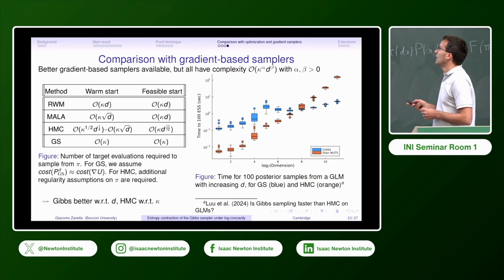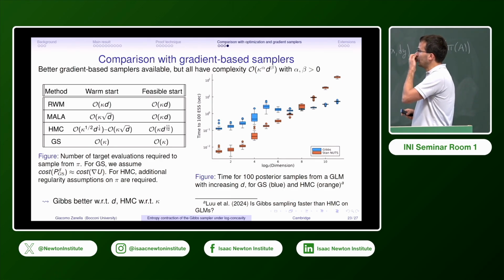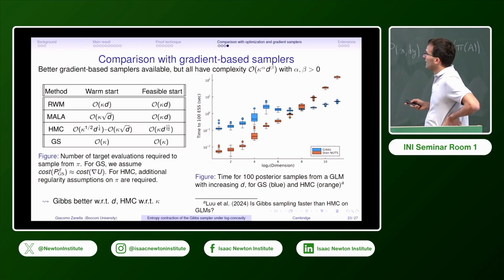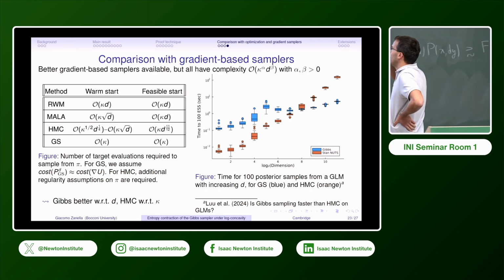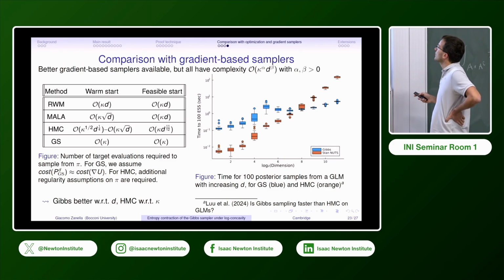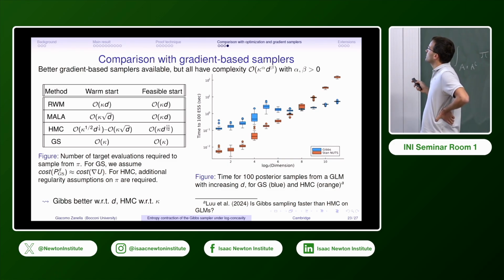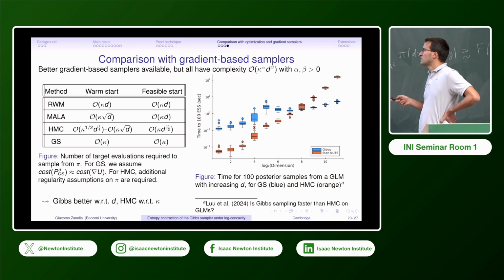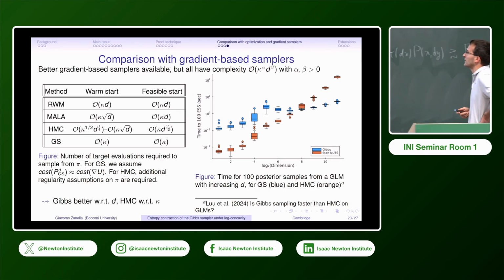Here I'm putting a figure from a recent work by a group at UBC where they do a very systematic comparison of HMC and Gibbs. Here the condition number is also increasing a bit, because it's a kind of generalized linear model where they add dimension. But you see that the dependence on dimensionality of the Gibbs sampler, in blue, is better than the dependence on dimensionality of HMC. These two predictions you do observe in practice when you implement these methods.